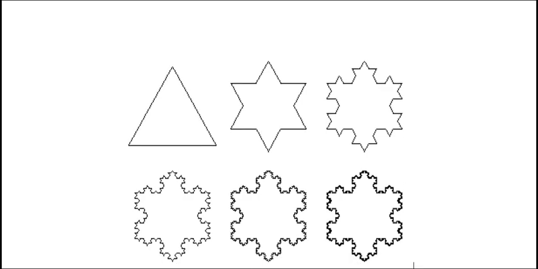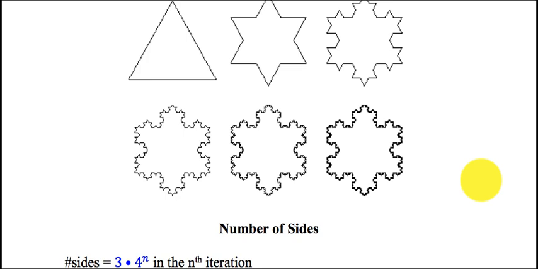Here is a Koch snowflake in its iterations. This is the first iteration, the second, the third, the fourth, the fifth, and the sixth. If we try to figure out how many sides there are in each iteration, well, this is 3 in the first, 12 in the second, because for every one side, you get 4 sides: 1, 2, 3, 4. So we can say that the number of sides is equal to 3 times 4 to the power of the iteration. So the second iteration, 3 times 4 squared.